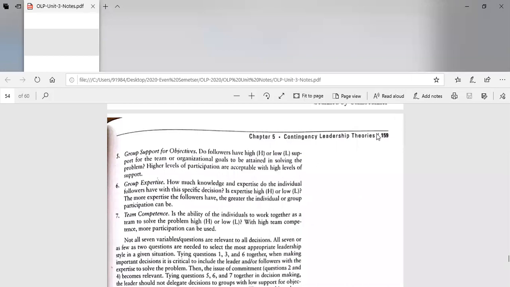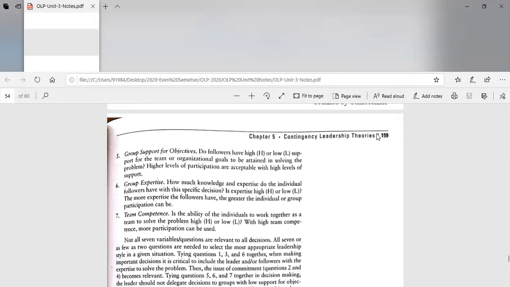Next is group expertise: how much knowledge and expertise the individual followers have, like we discussed for leader expertise. Similarly here, the followers' expertise is equally important. Whether the expertise is high or low, the more expertise the followers have, the greater the individual or group participation can be. If the followers are very smart and have vast knowledge about a particular area, it is easier for the leader to follow them in the decision they take. So group expertise is also equally important.